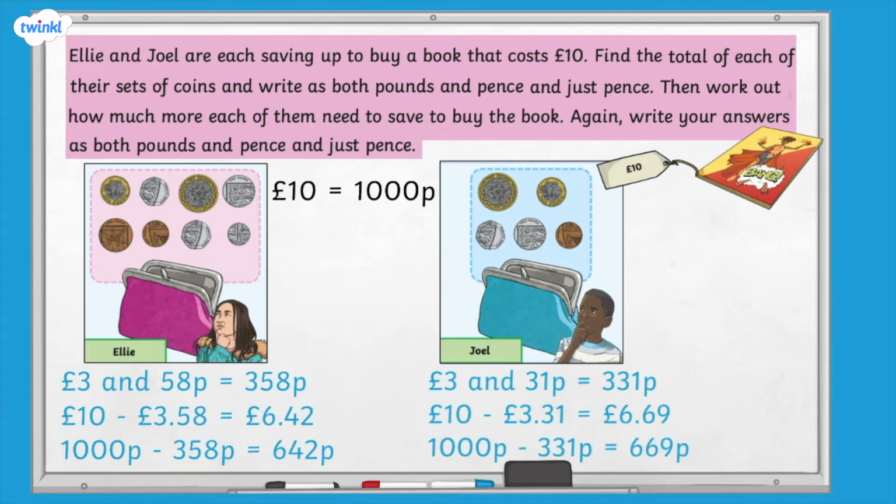To work out how much Joel will need to save to buy the book, we can subtract £3.31 from £10, or we can subtract 331 pence from 1,000 pence. Joel will have to save a further £6.69, which is the same as 669 pence, in order to buy the book.